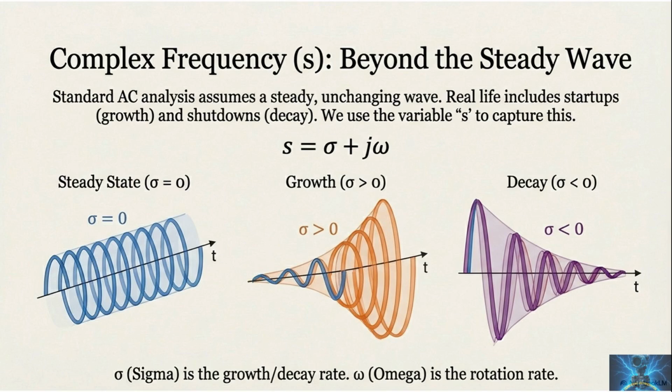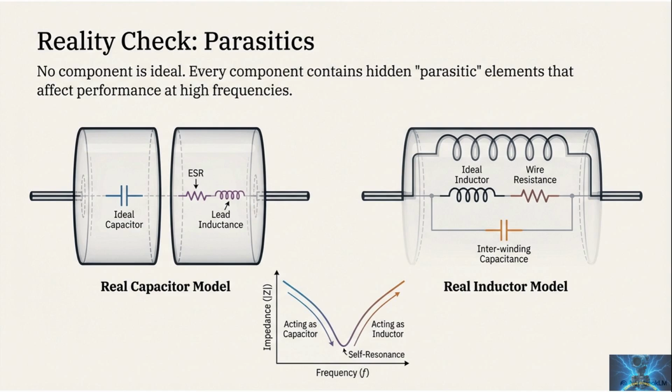large. Complex frequency, beyond steady state. Most basic AC analysis assumes steady, unchanging sine waves. Real life includes startups and shutdowns where waves grow or decay. Complex frequency is a way engineers represent both the rotation rate of the waveform and whether its amplitude is growing or shrinking over time. You do not need this for everyday wiring, but it explains how engineers model transient behavior cleanly.